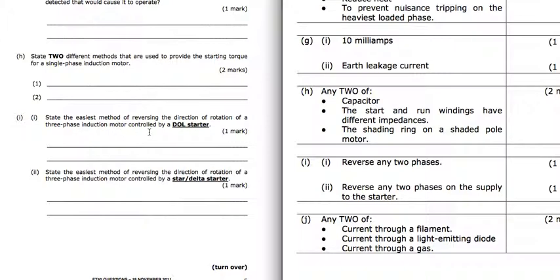Easiest method of reversing the direction of rotation of a three-phase motor controlled by a DOL. So to reverse the direction of a three-phase motor, we reverse any two phases. We've got a star delta in there, so the easiest method of reversing the star delta is reverse any two phases on the supply to the starter.